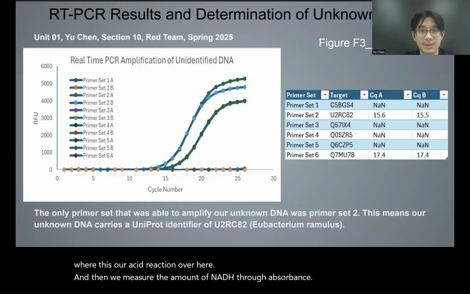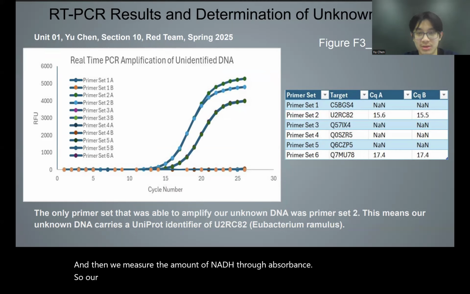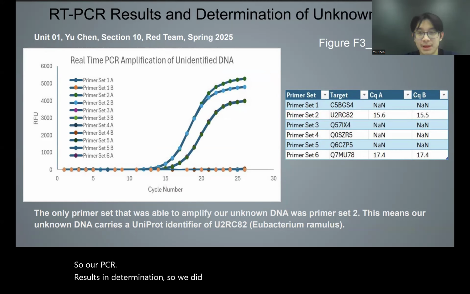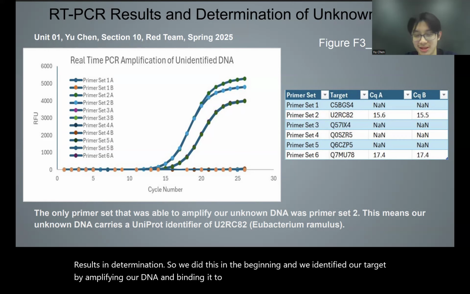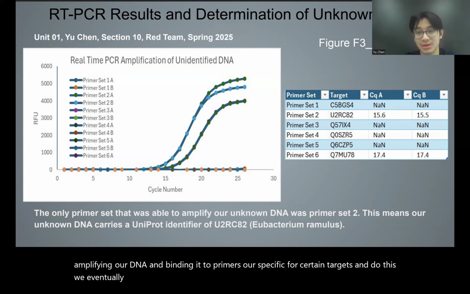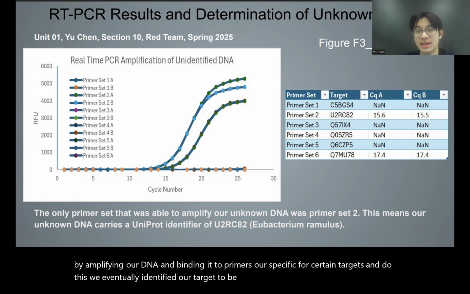So our PCR results and determination. We did this in the beginning, and we identified our target by amplifying our DNA and binding it to primers specific for certain targets. And through this, we eventually identified our target to be the U2RC82, which is primer set 2.